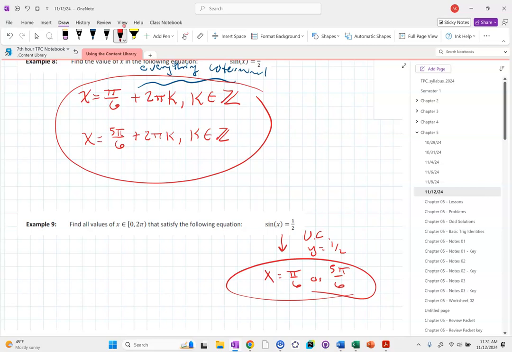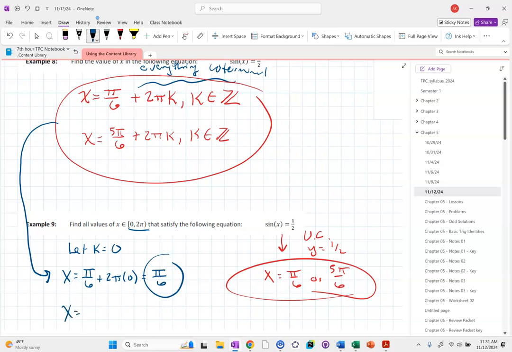Now, alternatively, the infinite solutions can also generate these answers. So for example, if we just let k equal 0, we'd have x equals pi over 6 plus 2 pi times 0, which is pi over 6. That's in between. And then if we say x equals 5 pi over 6 plus 2 pi times 0, that's also in between.